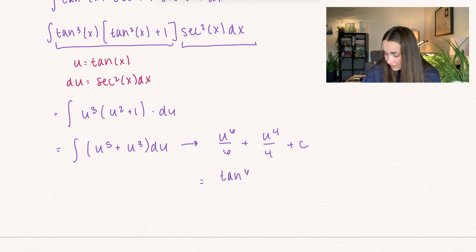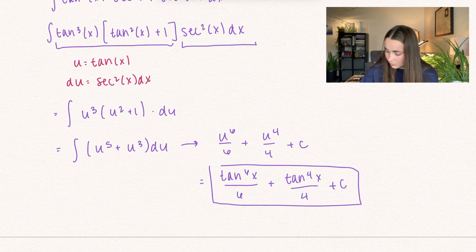So we get tangent to the power of 6 of x divided by 6 plus tangent to the power of 4 of x divided by 4 plus c. And that right there is our final solution.